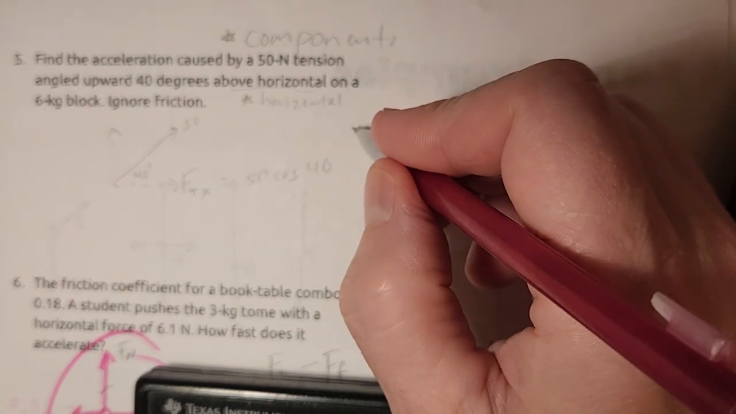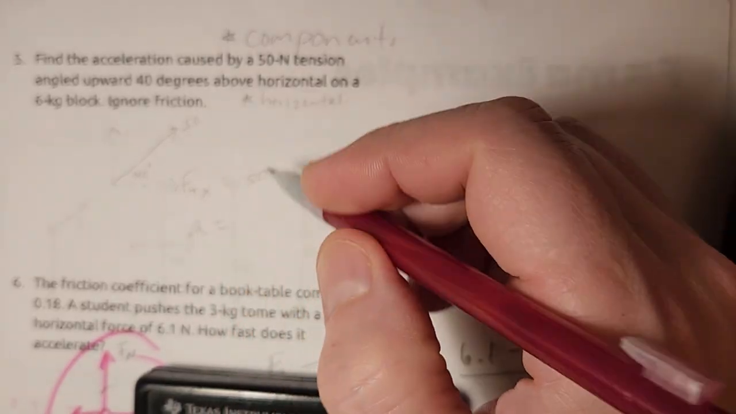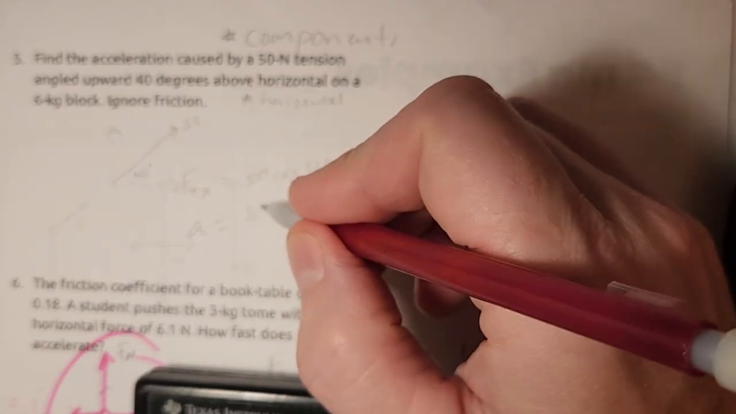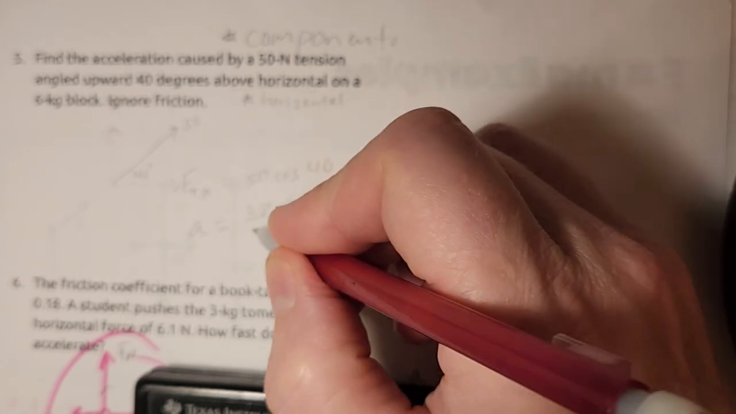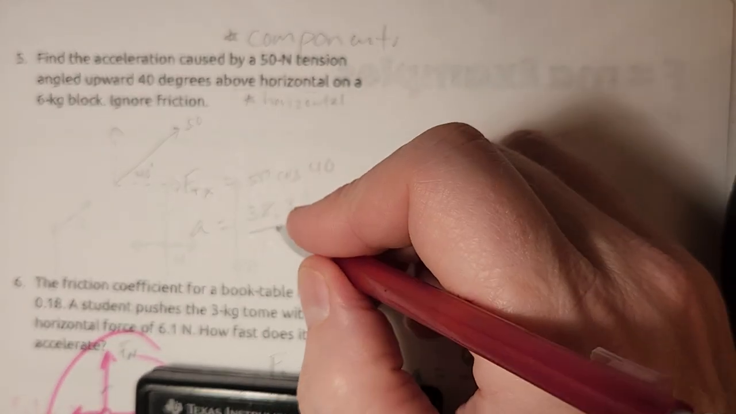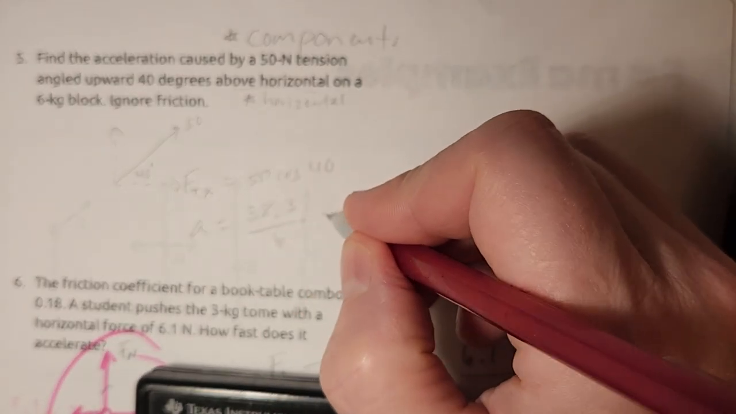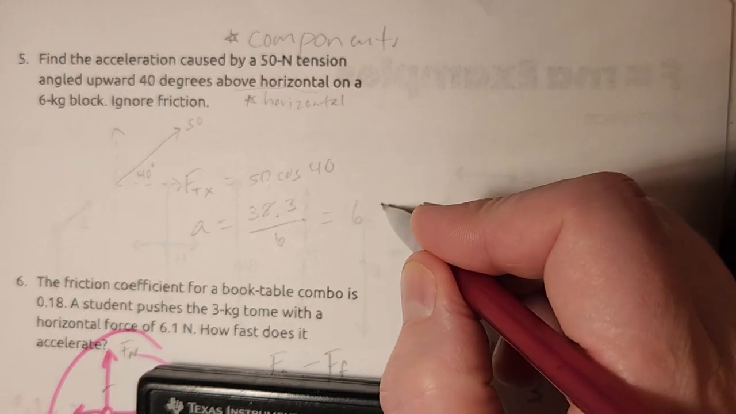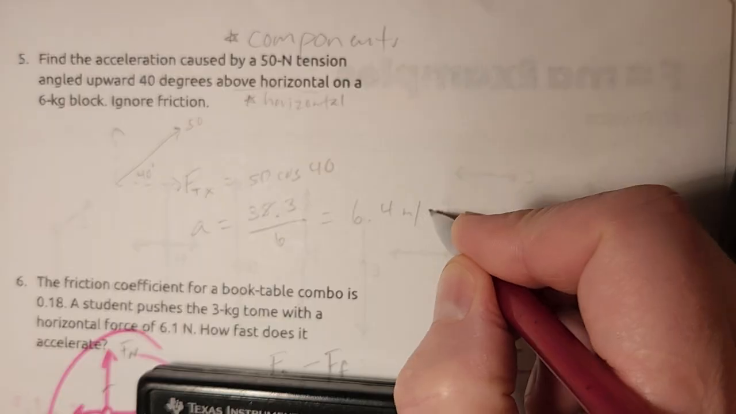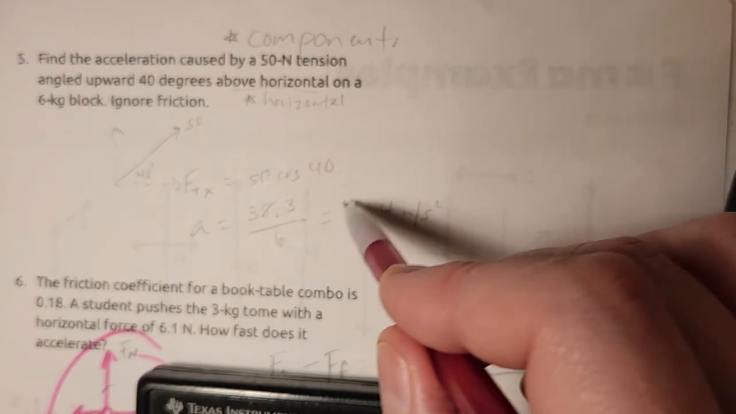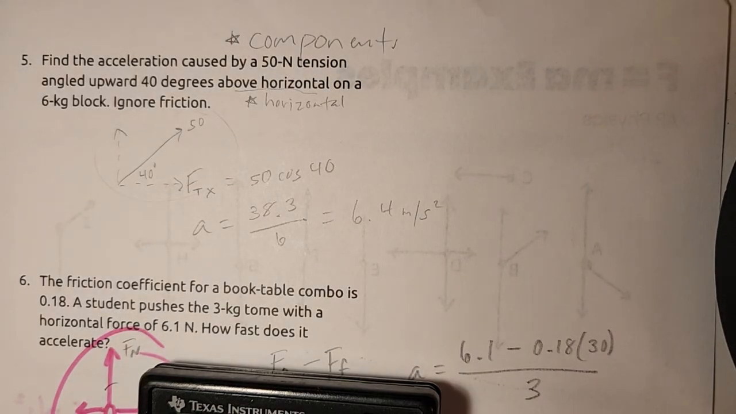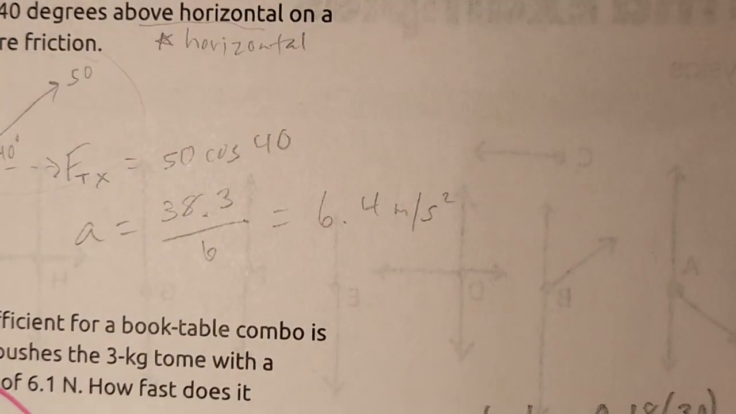And so when I plug in to get acceleration, it's just going to be 38.3 net force divided by the mass of 6. So it's just about 6.4 meters per second squared. Okay, so yeah, fine, there's the answer. But this was the key. The key was drawing the picture. I just want you to see the full picture on this. So let's take a look.